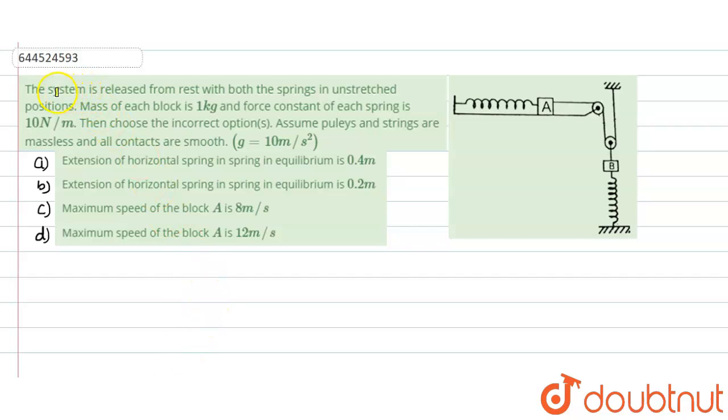Hello everyone, let us start with our question. In this question, it is given that the system is released from rest with both the springs in unstretched position. The mass of each block is 1 kg and the force constant of each spring is 10 Newton per meter. We need to choose the incorrect option.